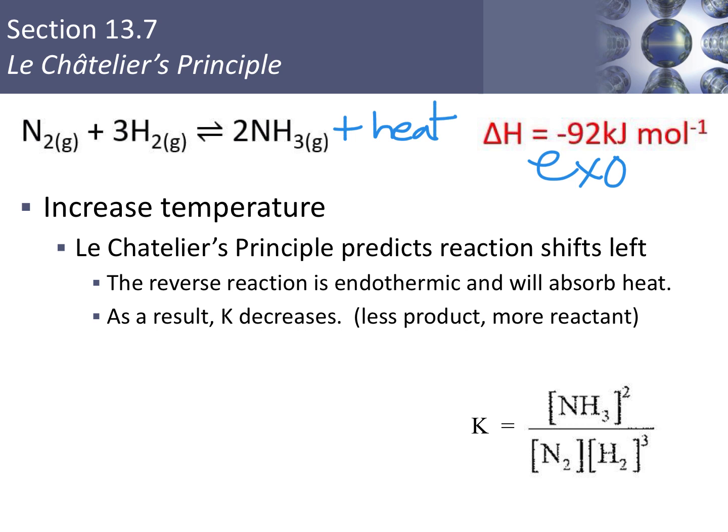Let's say we increase the temperature. Le Chatelier's principle says the reaction is going to shift away from the imposed change. So in this case, we are adding heat, and so the reaction is going to shift away from the heat toward the reactant side, or a shift to the left. Another way you can think about this is that the reverse reaction is endothermic and will absorb any added heat. As the reaction shifts to the left, there's going to be less product, more reactant, and that is going to lower our equilibrium constant K.